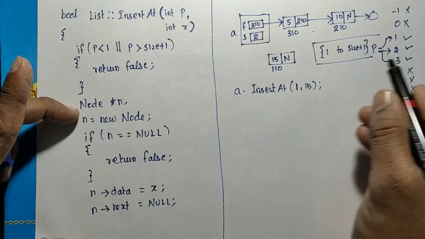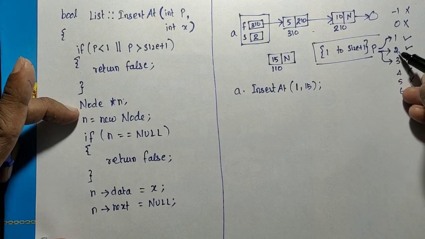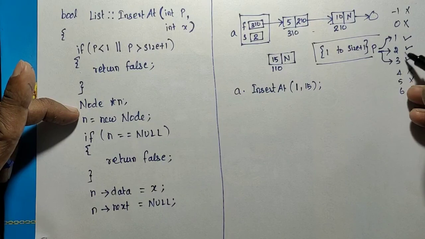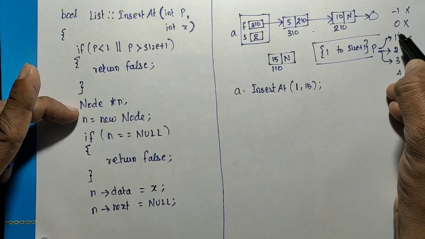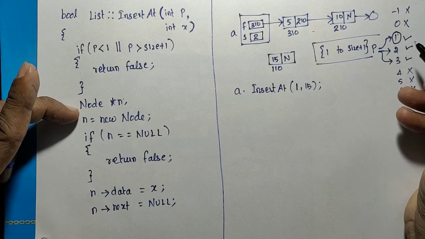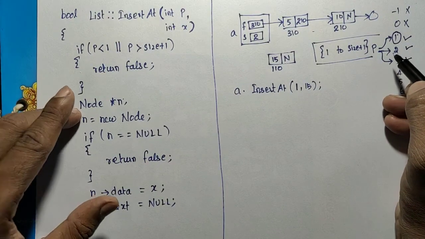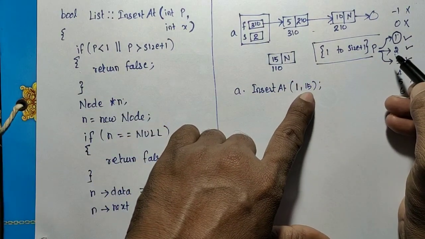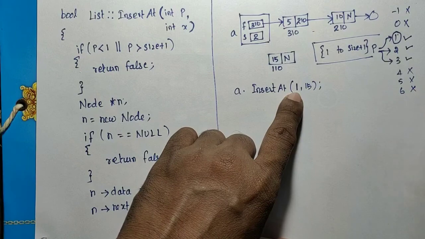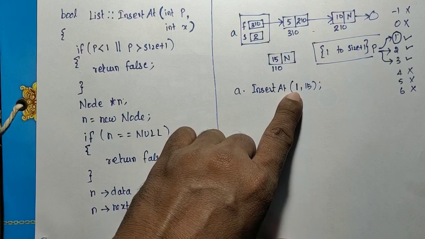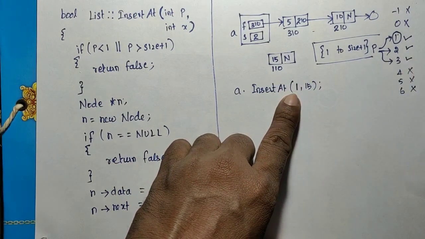If the position is either 1 or 2 or 3, if the position is 1, that should be treated as a special one. It means inserting a new element at the first position. First position means insert first. Correct. So that code I have to write.